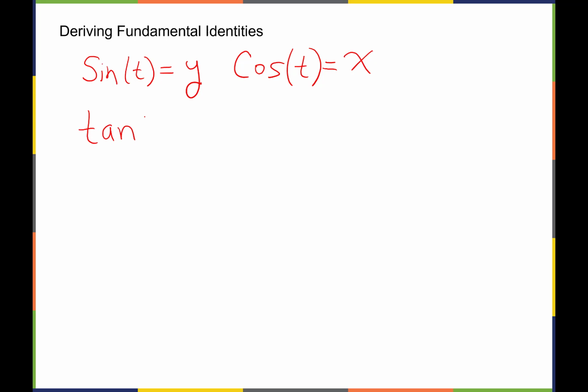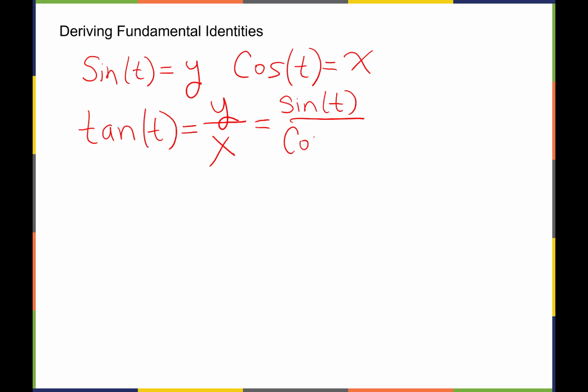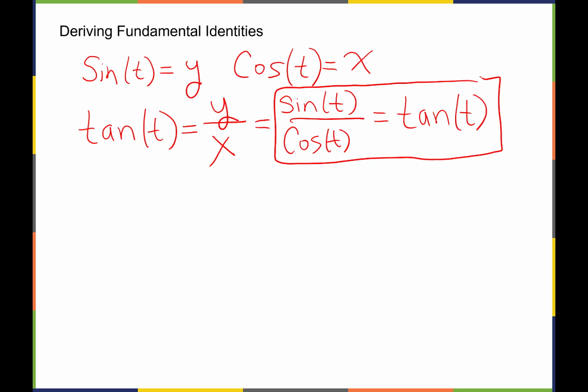So we're going to go back and look at tangent. We know that tangent is the y coordinate divided by the x. Since we know that y is equivalent to sine of the angle, and x is equivalent to the cosine of the angle, I can say that sine of the angle over cosine of the angle, if I take these two quantities and divide them, that's the same thing as tangent of that angle. So here's one very important identity that we'll use quite a bit.